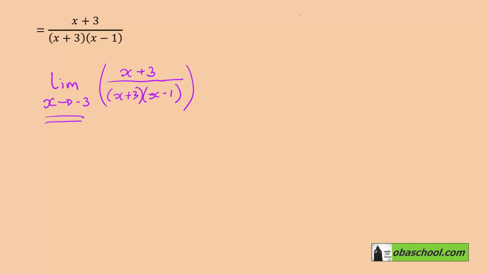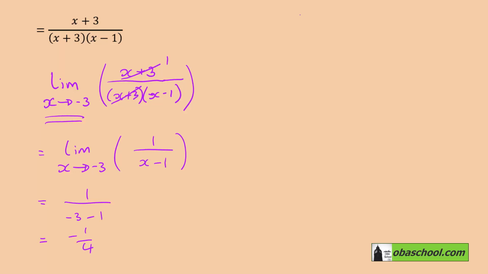Well, since we're only tending to −3, we're not actually equal to −3, we can actually cancel the x + 3's. We only can't cancel them when x is actually equal to −3. So this would be the limit as x tends to −3 of 1/(x − 1). And that is going to be 1/(−3 − 1), which is −1/4.